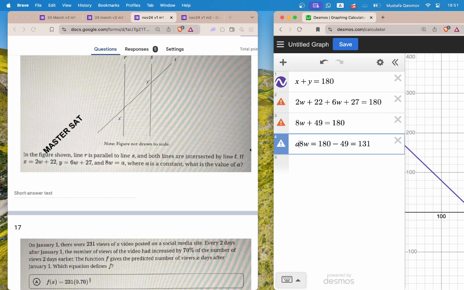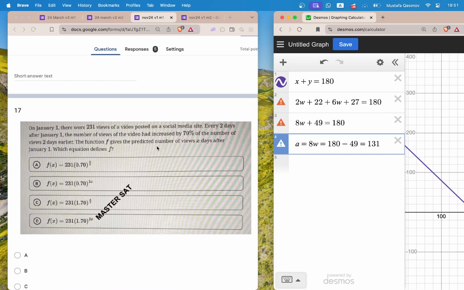It's also equal to A, like this. Video had increased by 70%. You don't need to read all of them. It says had increased by 70%, so it will be like this: 100 plus 70 over 100, so it will be 1.7.